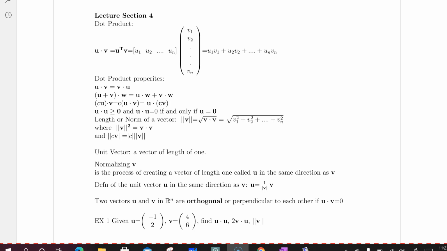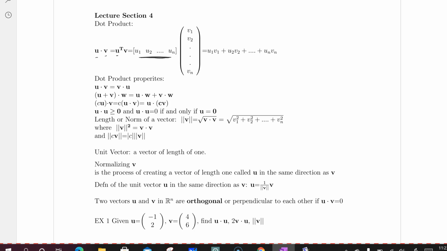Okay, so the dot product. You actually have to put a literal dot. So u dot v, that's how you say it, is u transpose v. So you take the transpose, so they're both column vectors. If we take these column vectors and write this column vector as a row vector times this.